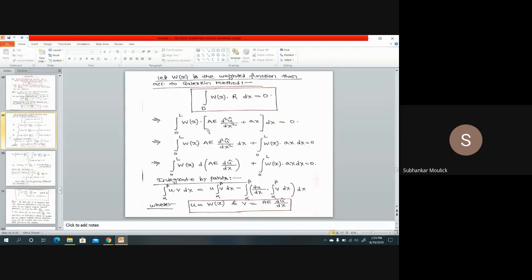Is the process clear? Is the step clear? Does anyone have any doubt? No, sir. Okay, so this is integral 0 to L, weighted function w of x into the domain residual.